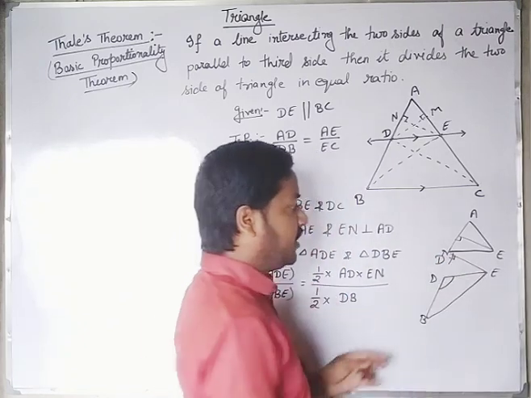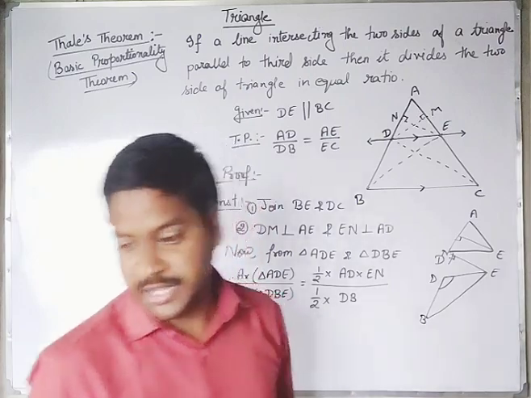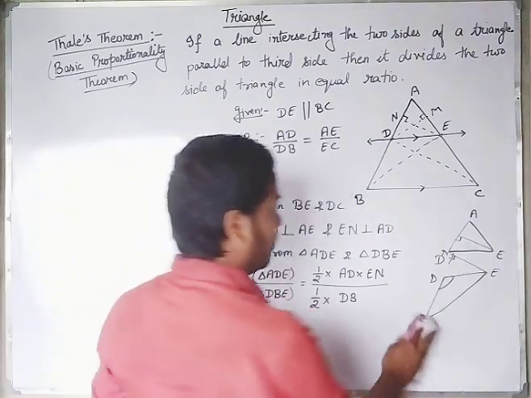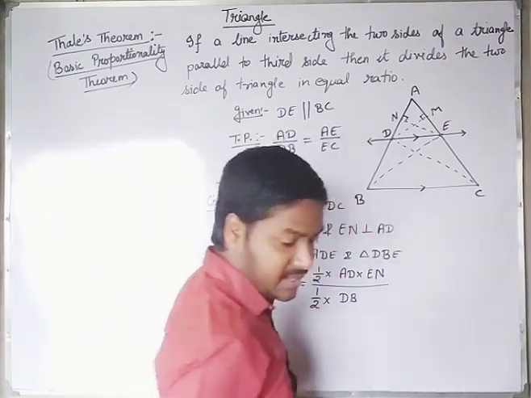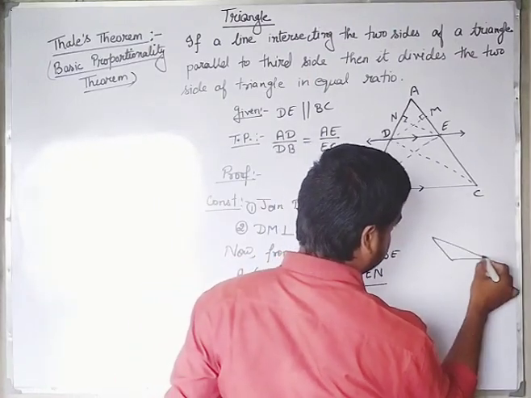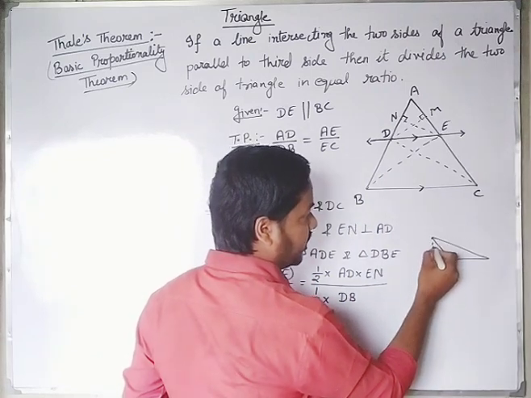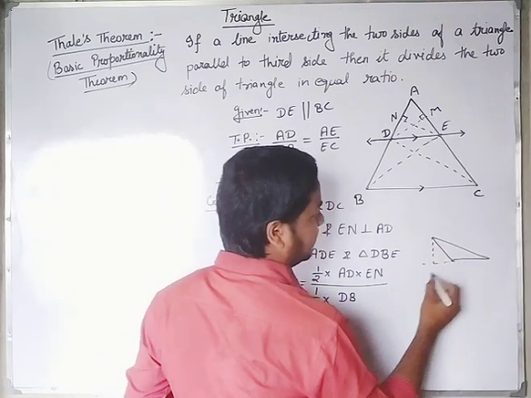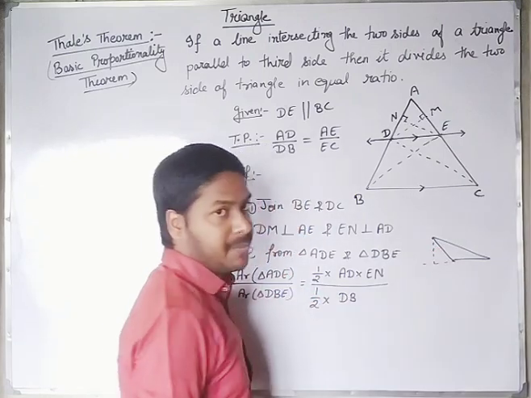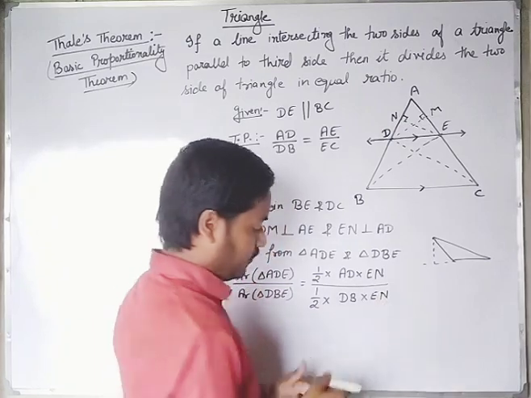So EN will behave as the height for the obtuse angle also. If you see it another way, by making the figure properly, it looks like this. So how will we get this height? From here we will draw one perpendicular, this line will be extended, and then it will behave as a perpendicular. So EN will behave as the height for both.